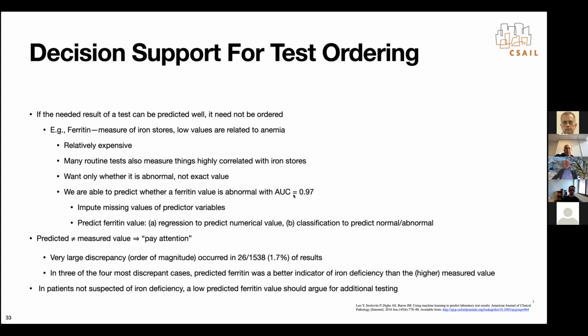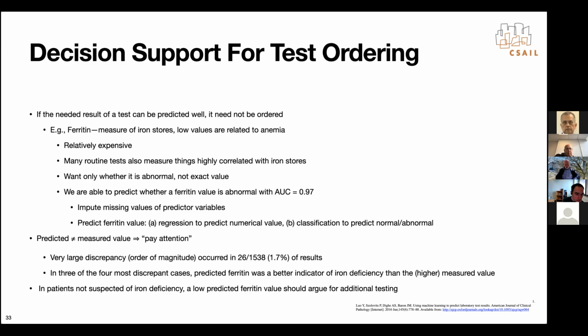Now, one reason for that is because most ferritin values are not near the decision boundary. And for those, it's relatively easy to tell that the value is normal or is abnormal. And so the only ones where it's difficult are where you're near the boundary.